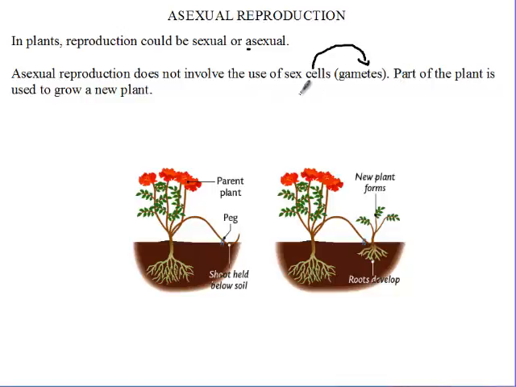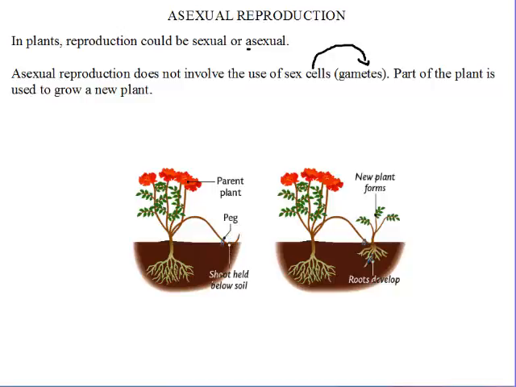Now, in asexual reproduction, part of the plant is used to grow a new plant. So down here we see our parent plant all grown up. Now we take one branch of the parent plant and then bend that part into the soil. We hold that part in the soil with a peg. Now we need to make sure that that part is well bent into the soil. We cover that part with a little bit of soil.